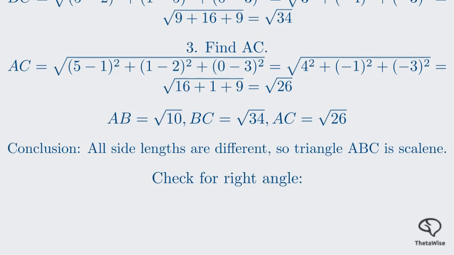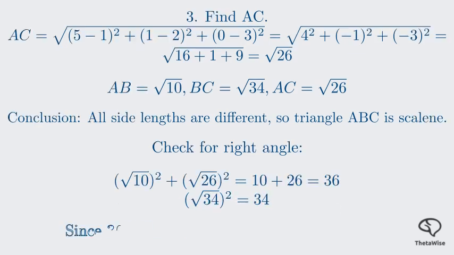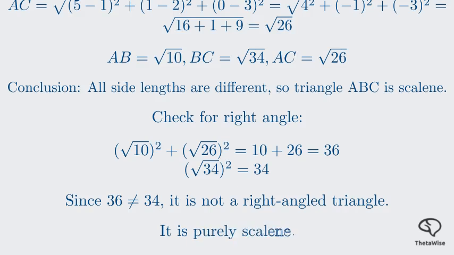A quick check. Could it be a right-angled triangle? If it were, the Pythagorean theorem would hold. Root 10 squared plus root 26 squared equals 10 plus 26 equals 36.